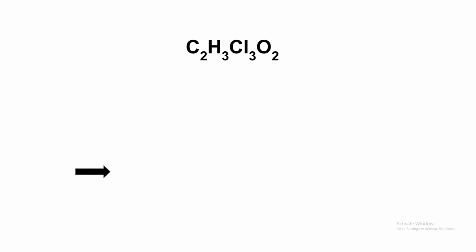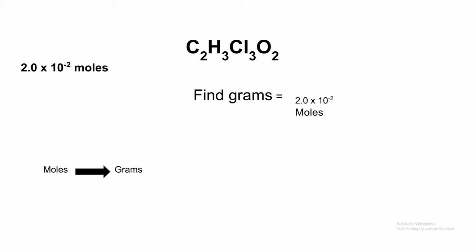Okay, and we're going to try another problem with the same compound, and this time we're going to find the grams. I've given you the moles here to start with. So we're going from moles to grams, which means we will be multiplying. We're going to start by taking the number of moles and multiply it by the molar mass, and that will give us grams, which is 3.3 grams.